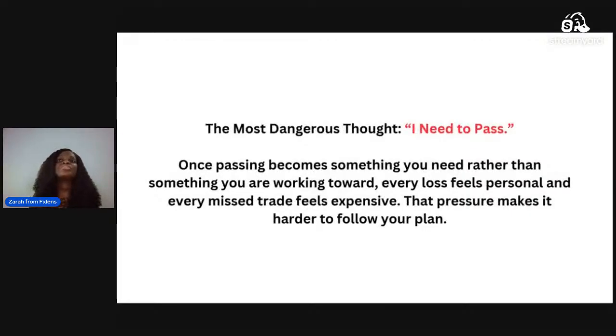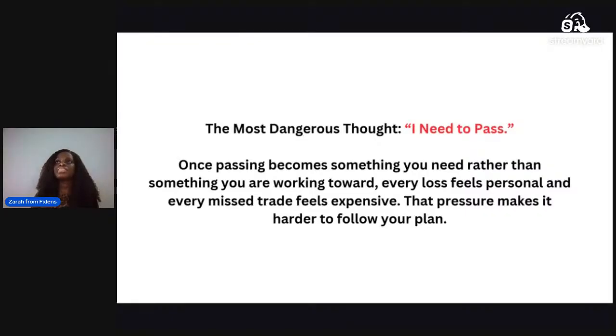The day you start trading your profit, that's the day you might just enter a losing streak, right? And what will happen if you're not protecting your capital? You'll lose all your money before you even come back into your winning streak, right? So this thought of "I need to pass" is the most dangerous thought you can have as a prop firm trader.